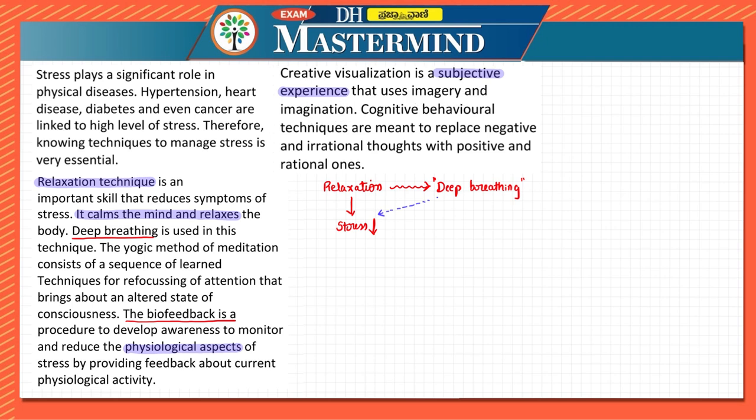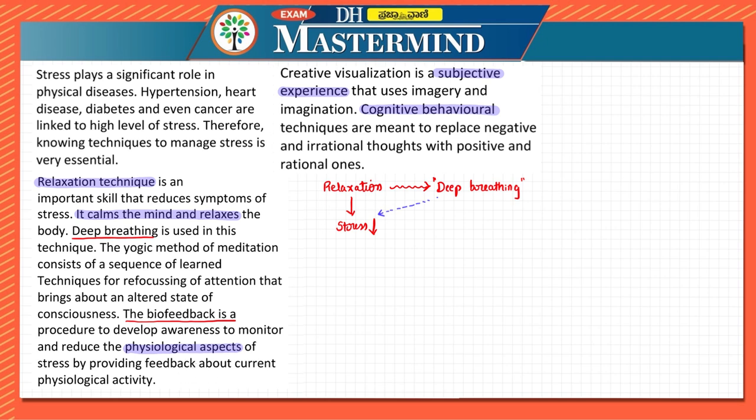Okay, that they are mentioning related to subjective experience. Next, cognitive behavioral techniques are meant to replace negative and irrational thoughts with positive and rational ones. So we had also read about turning irrational thoughts into rational ones, and what is helping there? It is mentioning cognitive behavioral techniques. So overall we got to know that whatever keywords we had read in the questions, all those keywords are related to what we have already marked over here. We have highlighted or marked them.